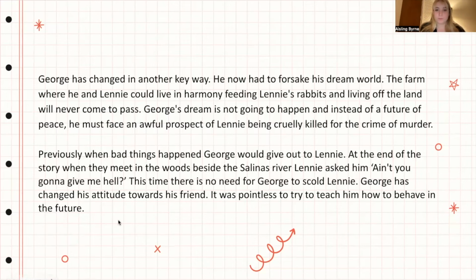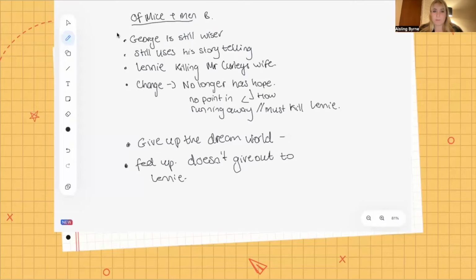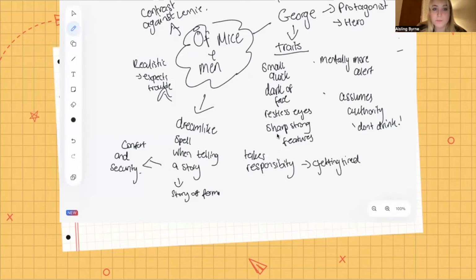Okay, so I think we've hit most of the points in the planning I had done there, which is just a list really. So George still being wiser, we hit on that. His use of storytelling, the plot that changed. Why did he change up on Lenny? He was already getting tired of Lenny, but what was the last nail in the coffin? And the change, what's happened? He's given up on his dream world, he's fed up, doesn't even give out to Lenny at the end. He just tries to distract him before he kills him.